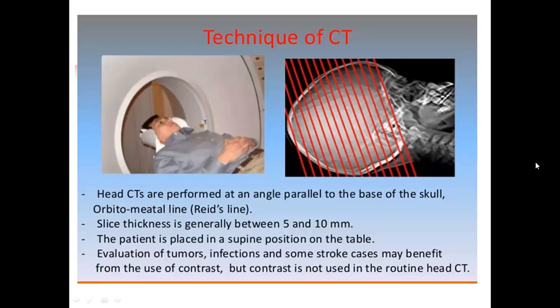Technique of CT examination. Head computed tomography scans are performed at an angle parallel to the base of the skull or parallel to the orbitomeatal line. Slice thickness is generally between 5 and 10 millimeters. The patient is lying supine on the table. With the help of CT, evaluation of tumors, infections, and some stroke cases may benefit from the use of contrast, but contrast is not used in the routine head CT.